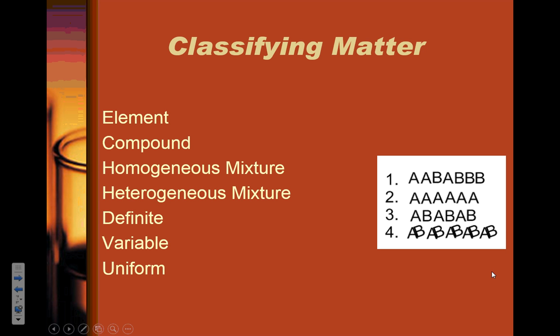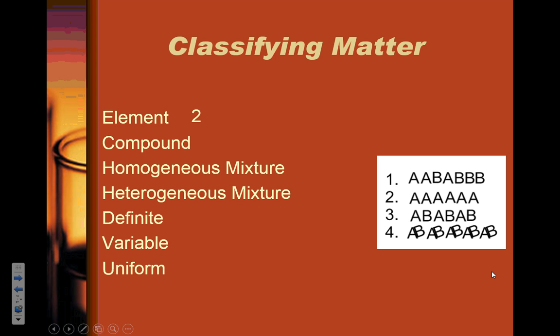Now, let's go through and take a look at some of the things we just covered with an invented group of substances, or invented pieces of matter, to see whether we can understand what is what. We have four things listed on the right: AAB, AA, ABBB, and so on. Which of these would represent elements? Well, an element has to have a definite composition, it has to be the exact same throughout, and you can't chemically break it apart into anything simpler.